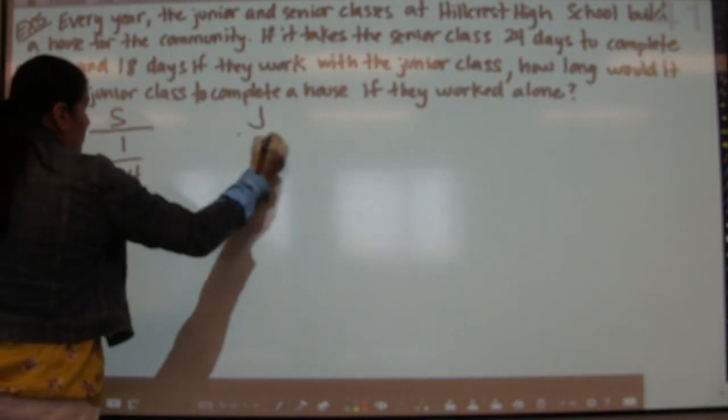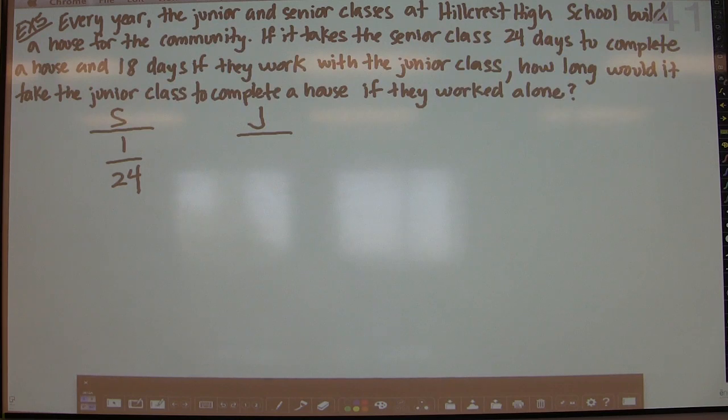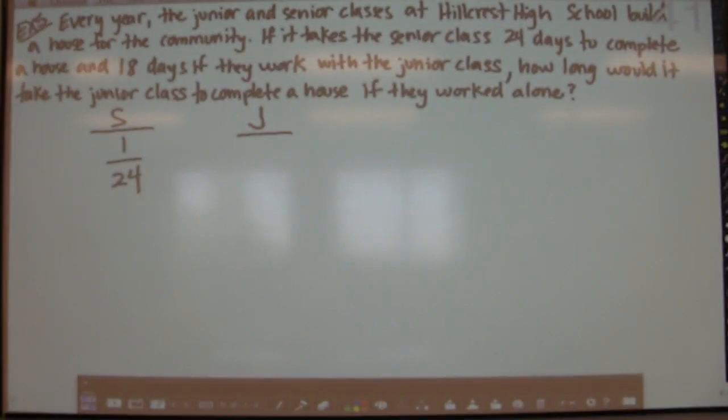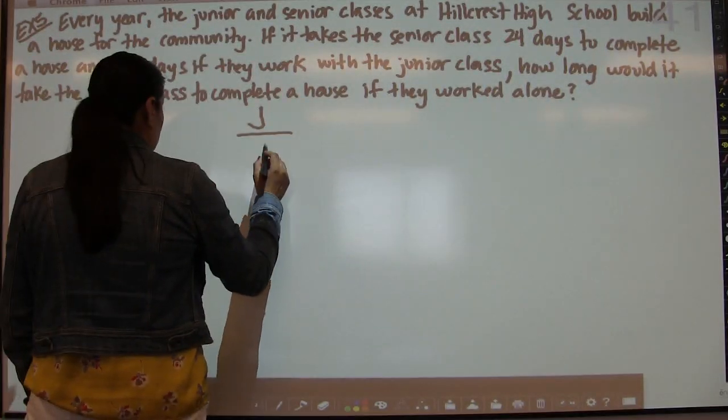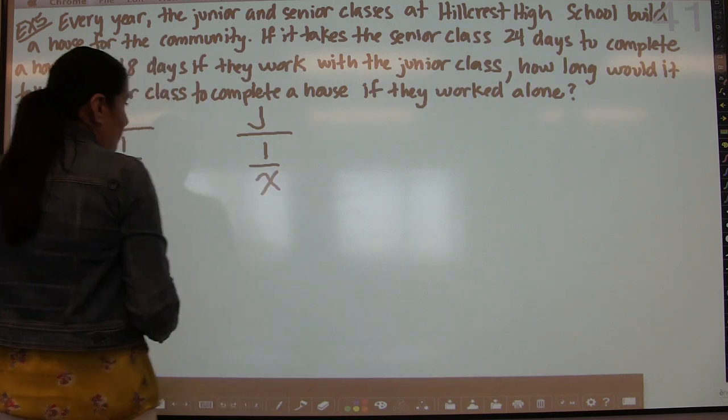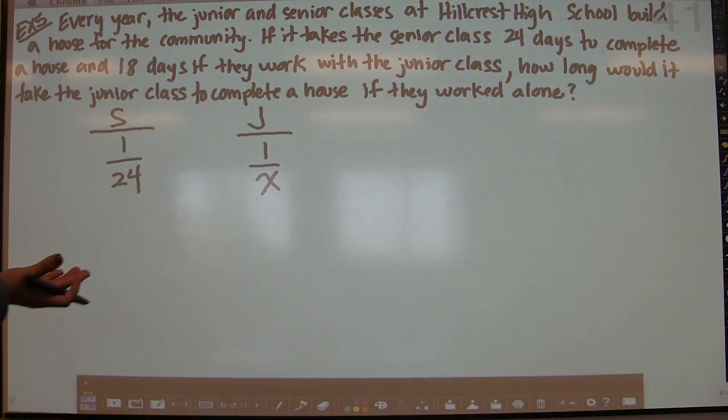Then we have juniors, and we don't actually know how many days it will take the juniors to complete one house alone. That's what we're trying to find. So that's where we're going to use our variable, and that'll be 1 over x because we don't know how many days. So x is the number of days.